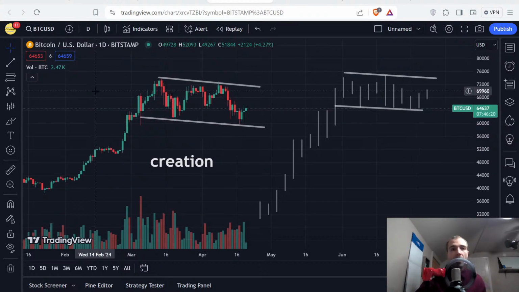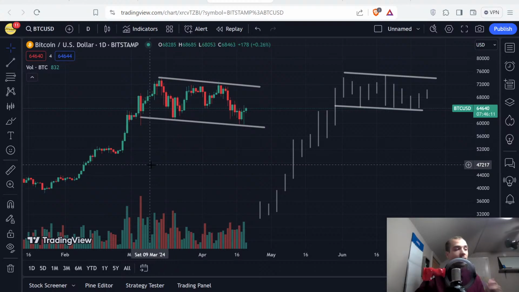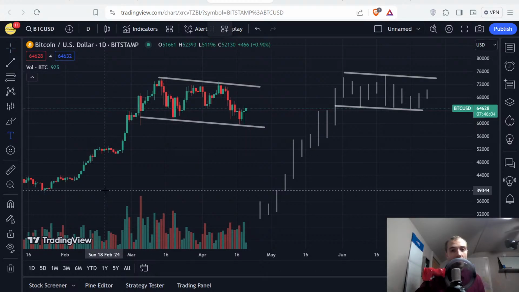So keep your eyes on the prize. Understand the trend is your friend. That Bitcoin is in a bull market in the big picture. And trying to fight that is pretty dumb. You're going against all of that momentum. You're going against all of that demand in this industry.